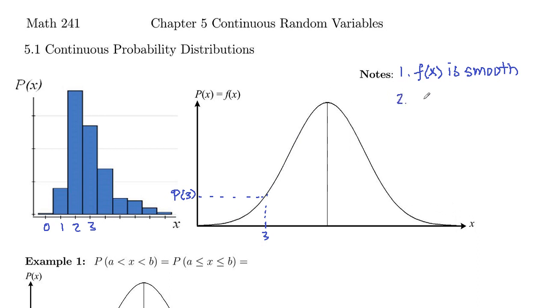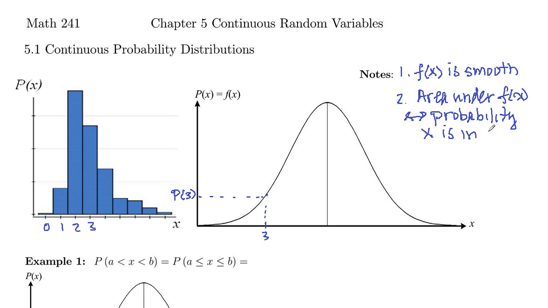And then 2, area under the graph. So area under f of x corresponds to probability that x is in a range of values. So area under the graph corresponds, I'll do double arrow, to probability that x is in a range.